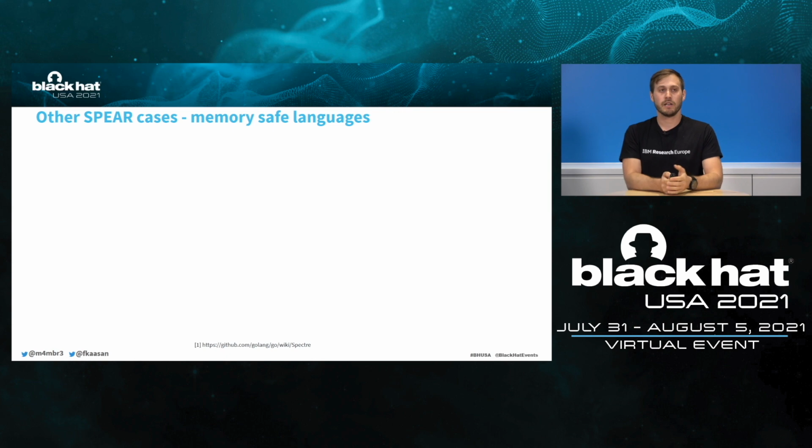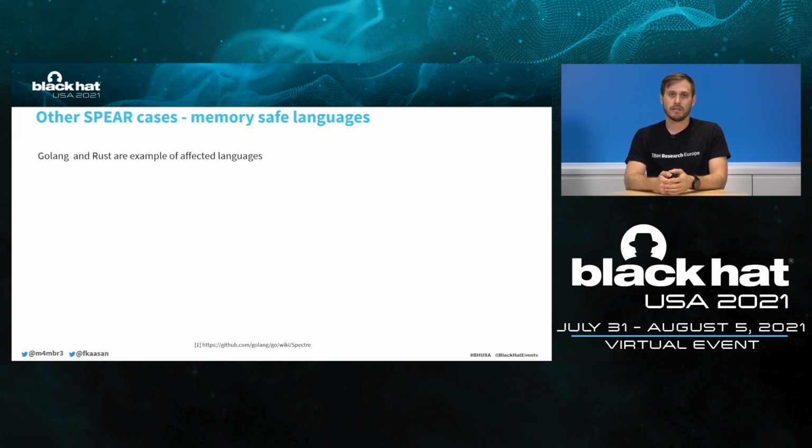At the beginning of the presentation, I mentioned that we also looked at other use cases, and among these use cases there are the memory safe languages. In this category, we looked at Go and Rust in particular, and we found that both of these languages, when they introduce security checks, basically introduce avenues for SPEAR attacks. They both are affected. We wrote POCs for each one of these two languages.